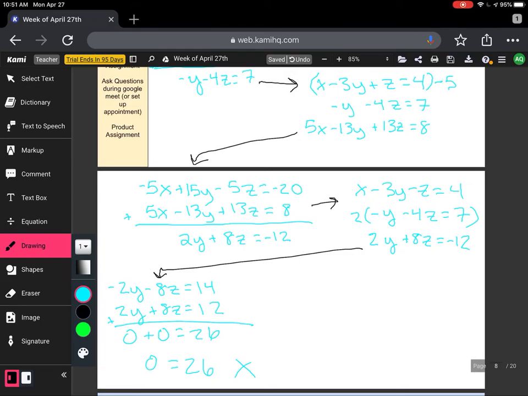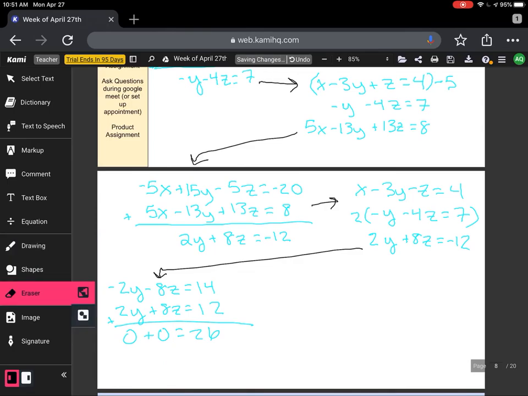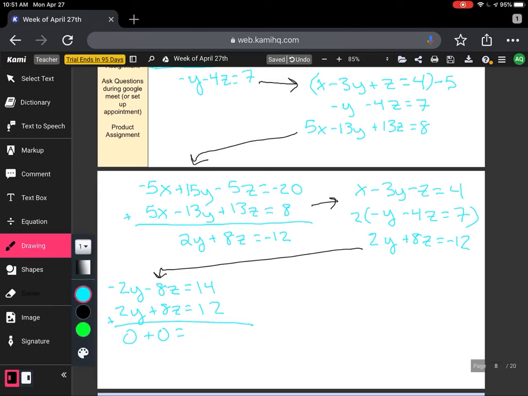Was that supposed to be a negative 7? Nope, I'm good. Oh, this is where it went wrong. Negative 12. Sorry, this was a negative 12. I just copied it down wrong. Negative 12, but still negative 14 plus 12 is 2, and 0 also does not equal 2. So we have no solution.